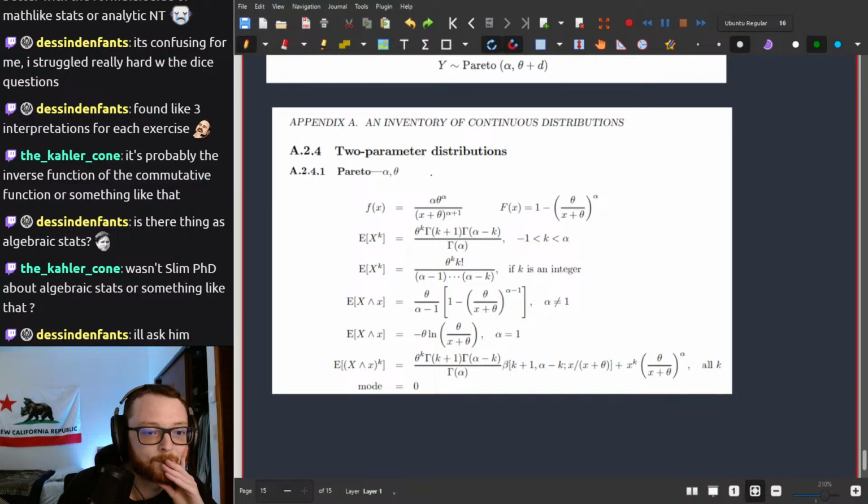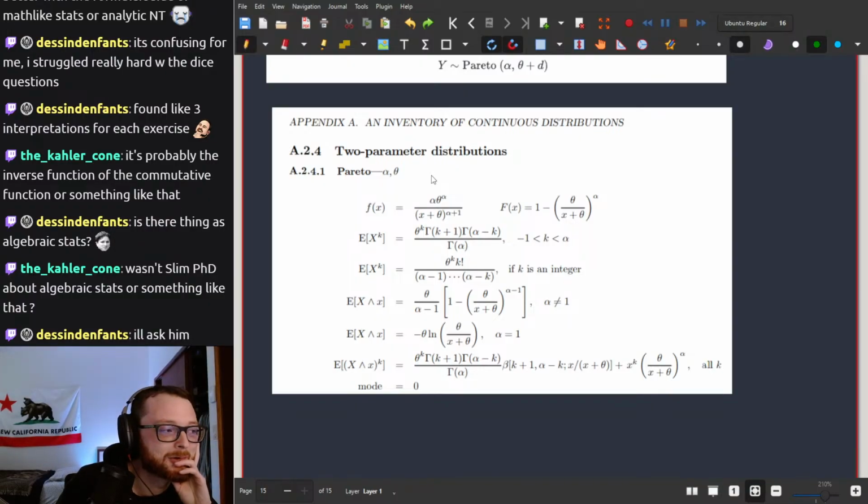That's feeling right to me. Ooh, not necessarily. It's something like that. I don't know if it's literally x equals 0.9 though.